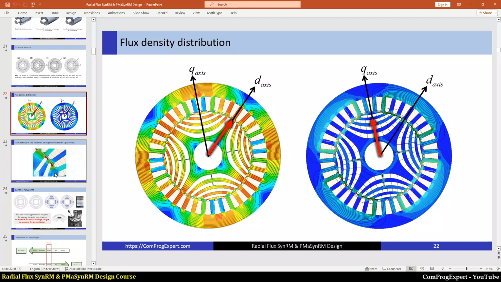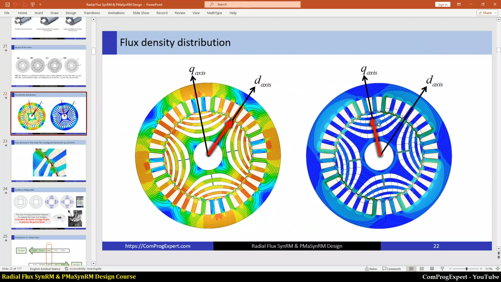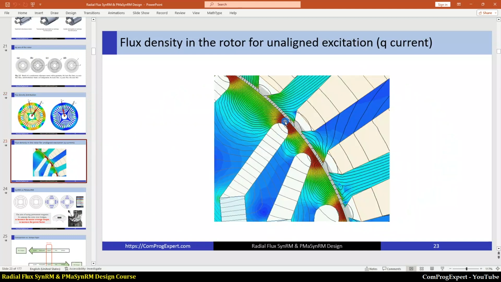In this figure, you can also see the local saturations that we have at the tangential ribs of the rotor core. When the current angle is equal to 90 electric degrees, at the tangential ribs we have these local saturations. So this is just an introduction, and later we will do the finite element analysis and regenerate these graphs together.